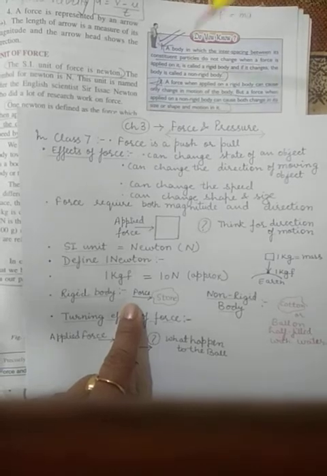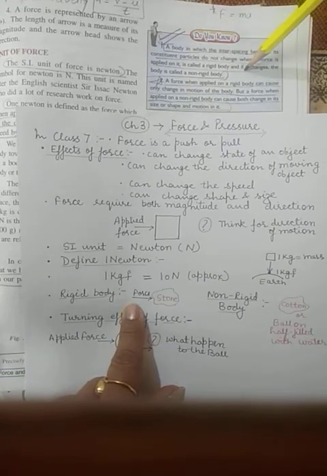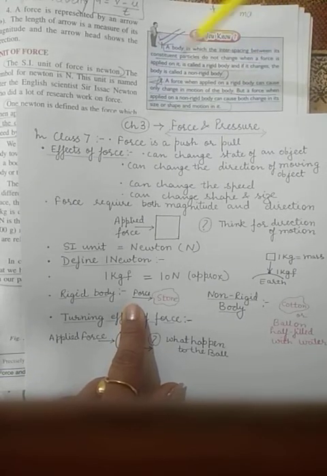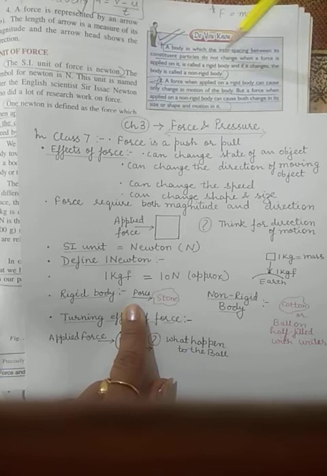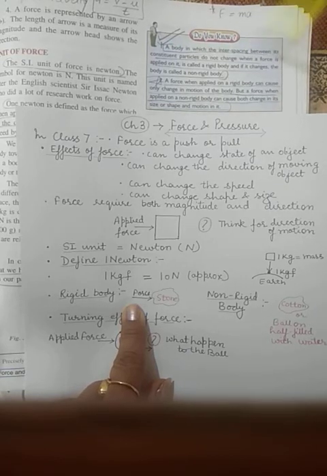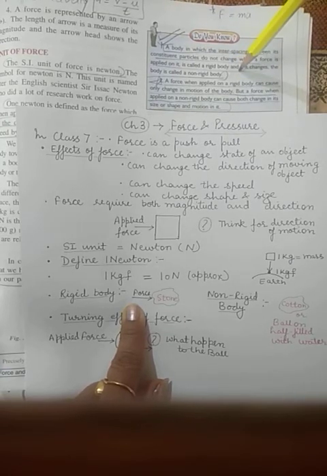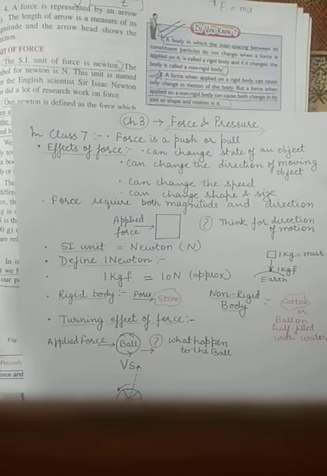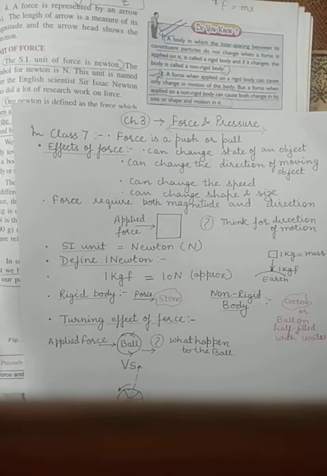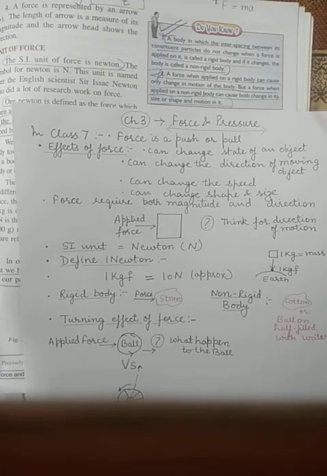Let us underline the definition of rigid body on page number 39 in the Do You Know box. A body in which the interspacing between its constituent particles does not change when a force is applied on it is called a rigid body. If it changes, it will be called a non-rigid body. So sometimes we apply force on an object and no change in shape or size occurs. Such bodies will be called rigid bodies.